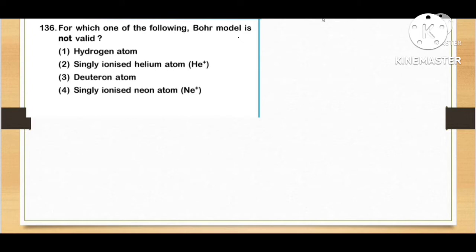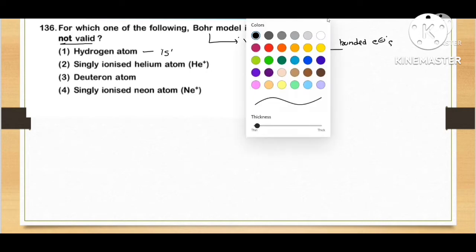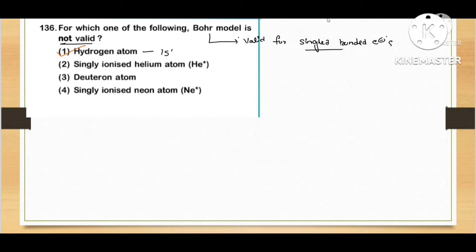For which one of the following is Bohr model not valid? We know that Bohr's model is valid only for a single electron species. That means the species having only one electron, then Bohr's model is applied. Hydrogen atom contains 1s1, that means a single electron. Here Bohr's model is applied. Singly ionized helium, that means helium plus. Helium has atomic number 2, its electronic configuration is 1s2 but with positive charge, that means 2 electrons minus 1 electron gives rise to 1 electron. Option 2 is also explained by Bohr's model.